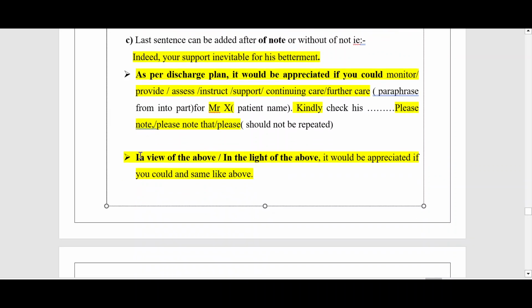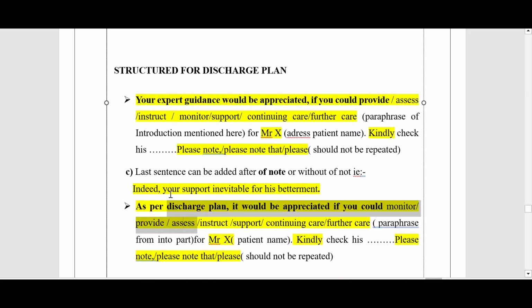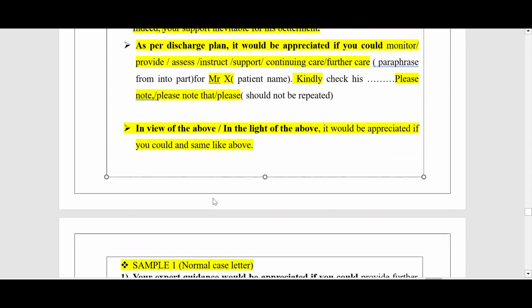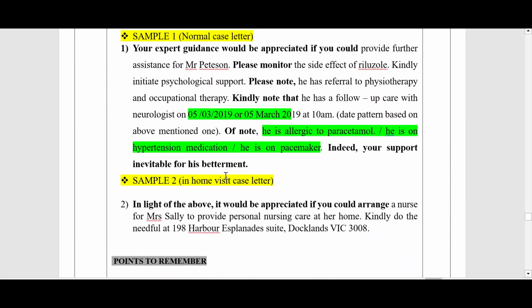"In view of the above" or "in light of the above" are also options; you can choose one. If the discharge plan is not mentioned, you can use these, but I like to advise you to take this one rather than this. This is just my example in case you are interested in writing this one. You can check this structure against the sample as well. Here, in the sample, I have clearly mentioned you can choose any one. So: "Here your expert guidance would be appreciated," comma, "if you could provide further assistance for Mr. Peterson." That name will change again; it will keep on changing.